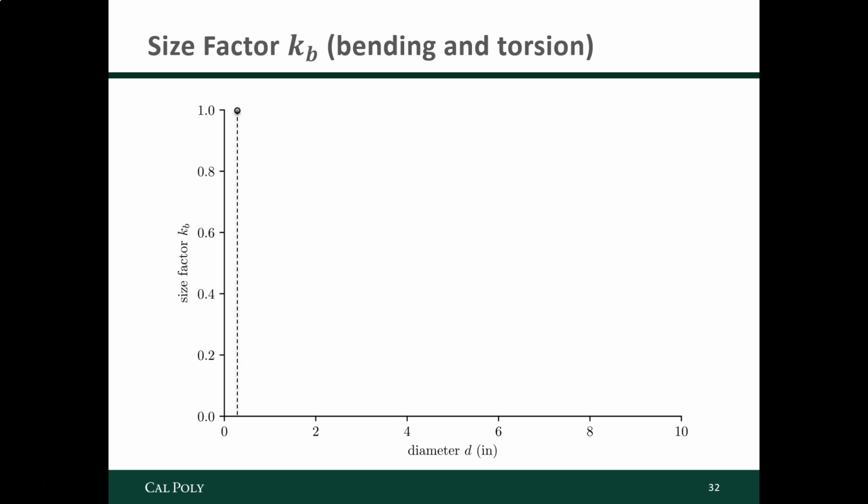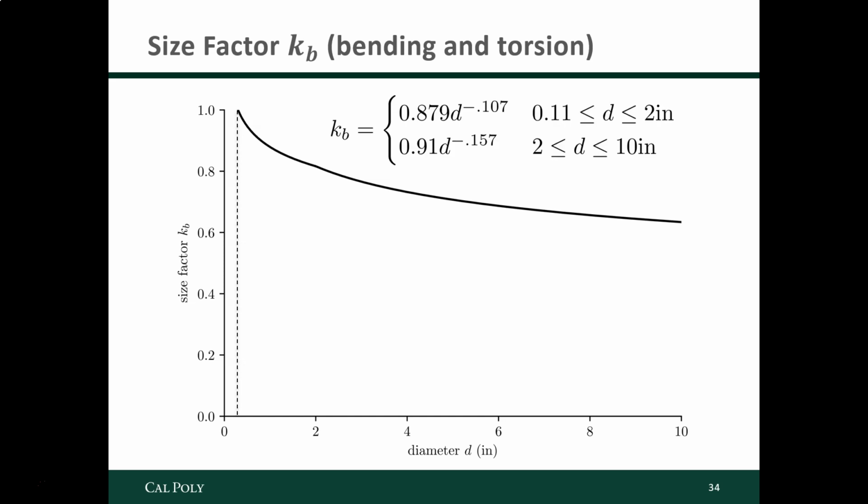Well, as you can probably tell from the vertical axis going all the way up to 1 but no higher, it goes down from there. So this is what the curve looks like. Shigley gives an approximation for it. The mathematical approximation looks something like this. It's piecewise defined. For diameters between 0.11 and 2 inches, we're going to follow this section of the curve, and you can see a little bit of a kink in the curve there corresponding with 2 inches. For 2 inches up to 10 inches, you're going to follow a different curve. It's just piecewise defined to more accurately reflect the data.